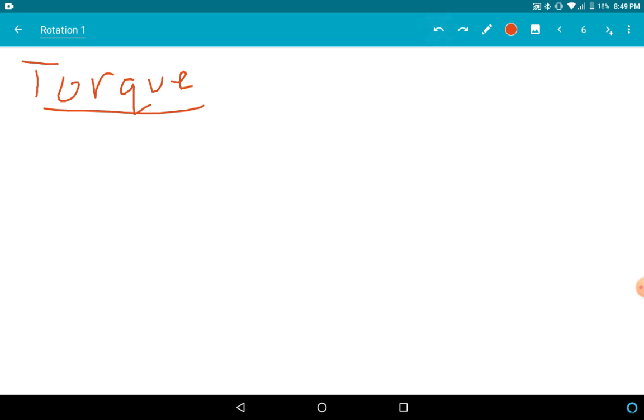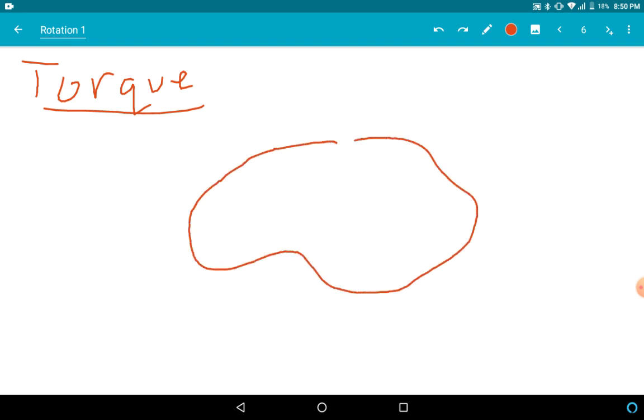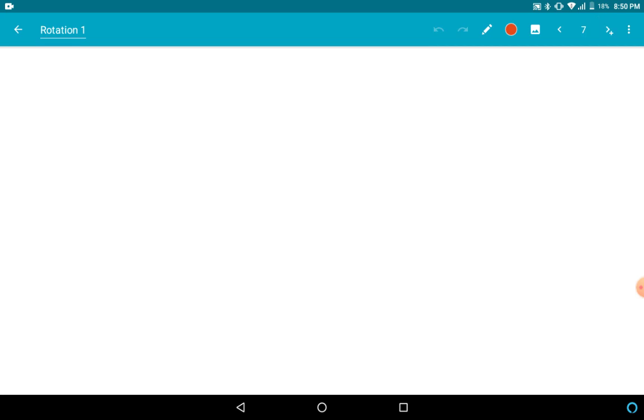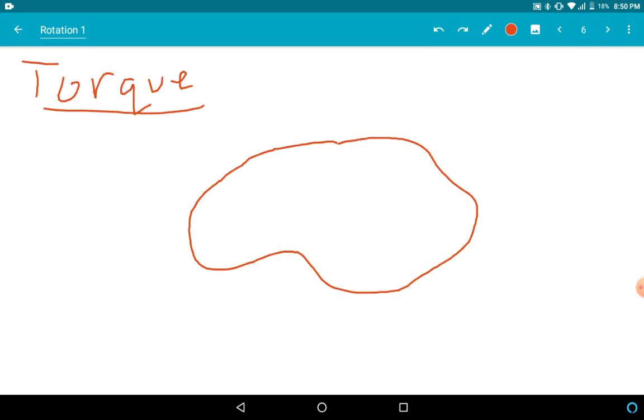So what is torque? Basically, what is torque? Let's say I have any irregular shaped body and its pivot. Oh, I forgot to tell you this: the axis, the point where it meets the body, is actually called the pivot. So let's say the pivot is at this point. Let's call it O.